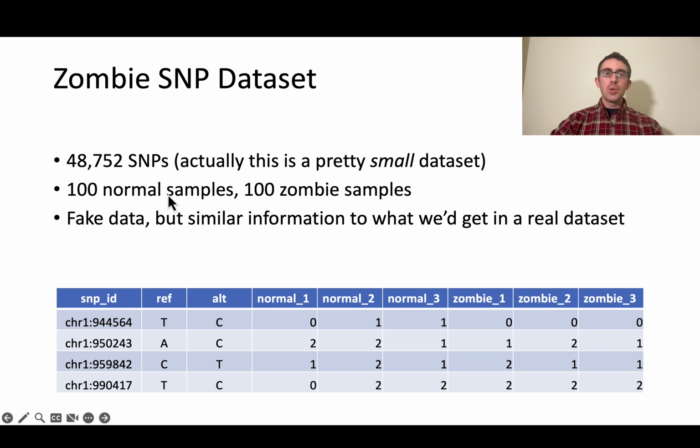So 100 normal people who didn't become a zombie, and then 100 zombies. We're imagining in this scenario that we sequence the DNA of 100 normal people who got bit and didn't become a zombie, and then 100 people who got bit and became zombies. It's fake data, but it's similar information to what we'd get in a real data set.